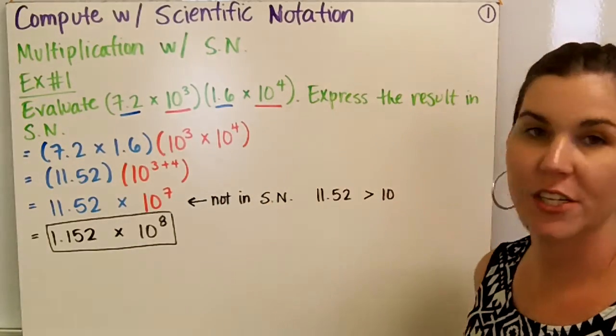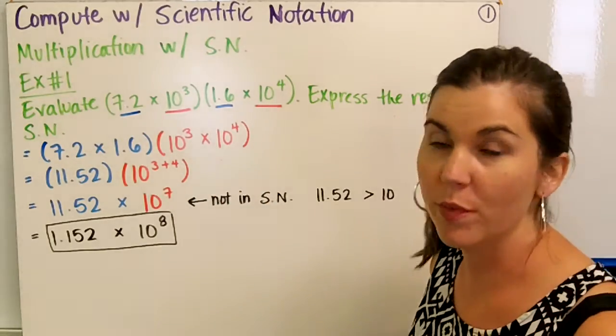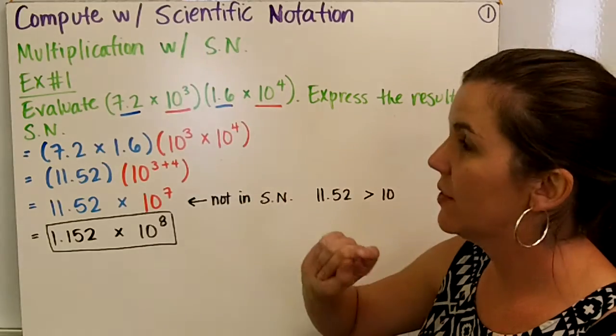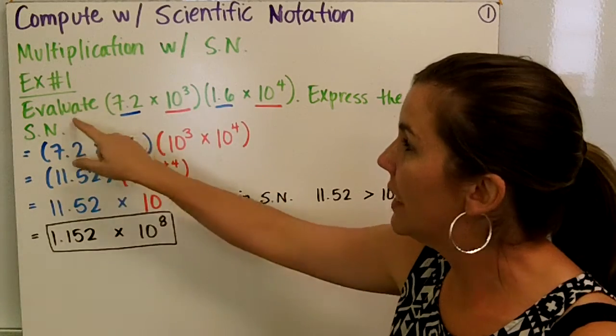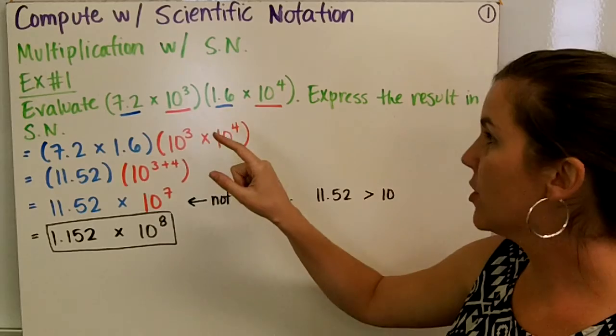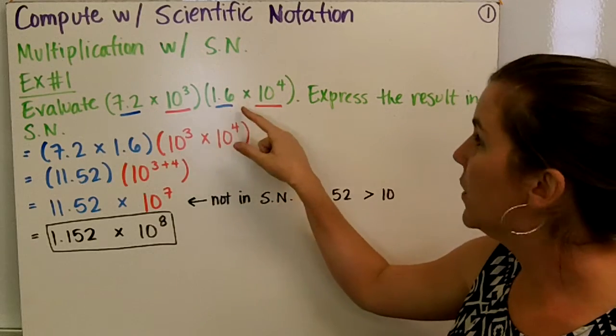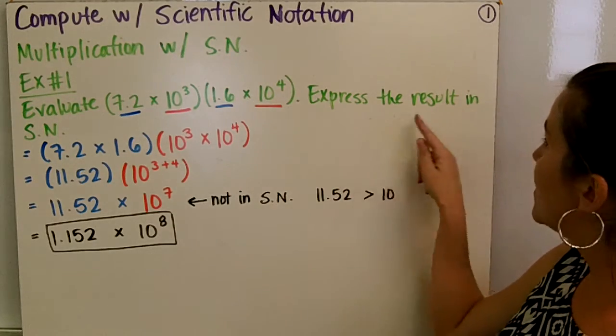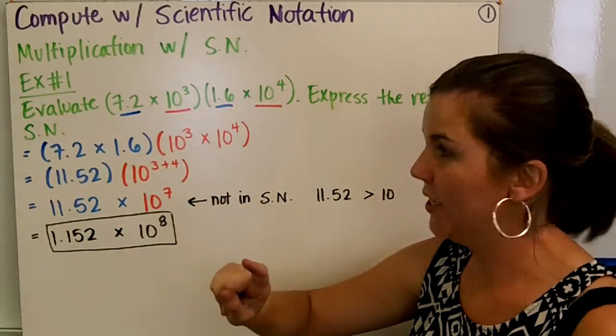To compute with scientific notation, you want to make sure that you have your calculator before we begin. Multiplication with scientific notation. Example number 1. Evaluate 7.2 times 10 to the third power times the quantity 1.6 times 10 to the fourth power. Express the result in scientific notation.